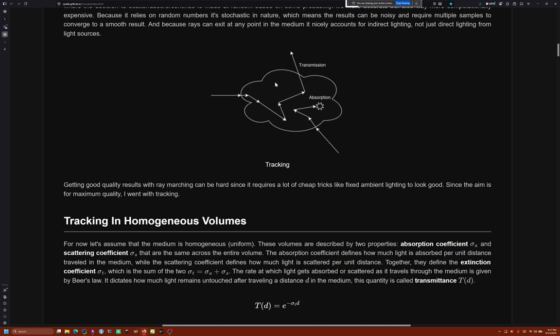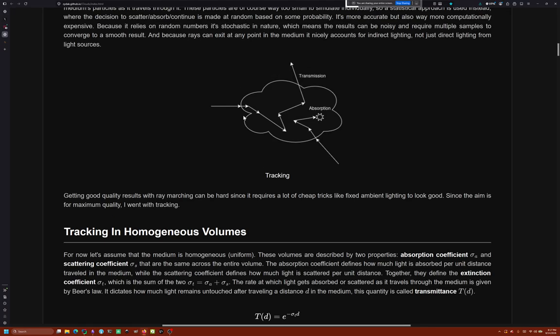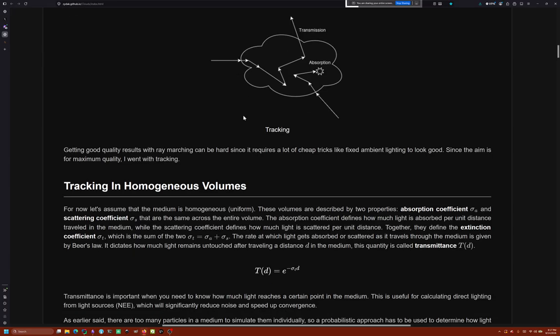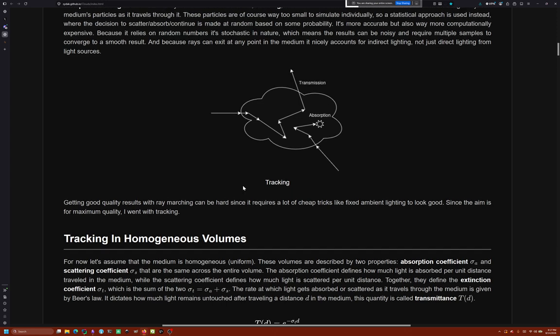So the goal is to track transmission and absorption in a more stochastic way. Getting good quality results with ray marching can be hard since it requires a lot of cheap tricks like fixed ambient lighting. So the goal for this article is to actually do the multi-scattering.